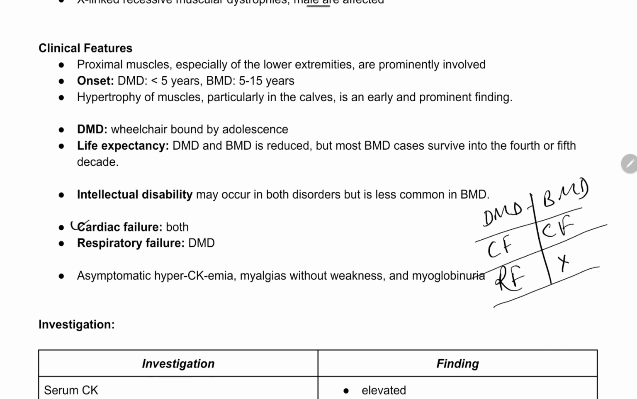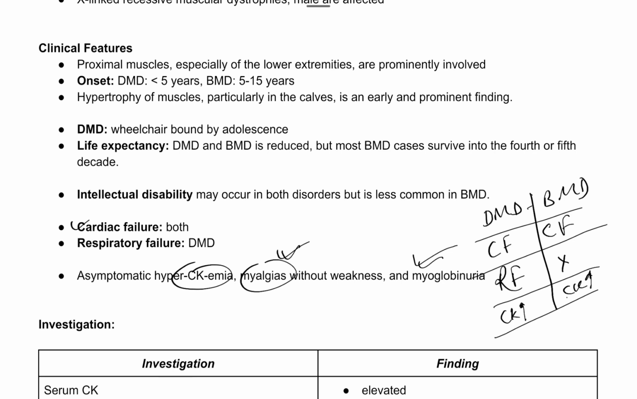Next differentiating point, actually this is not a differentiating point, both DMD and BMD patients have high CK level, myalgia, that means muscle pain, and myoglobinuria, presented as high color urine, episodic, not persistent. So this is the differentiating point between these two, as well as the clinical features.